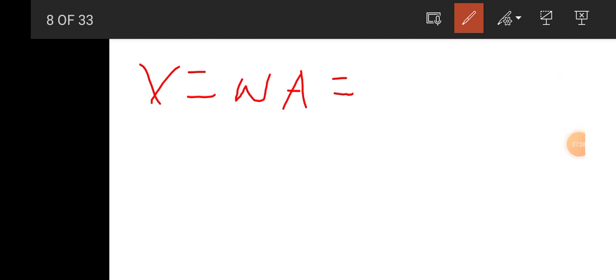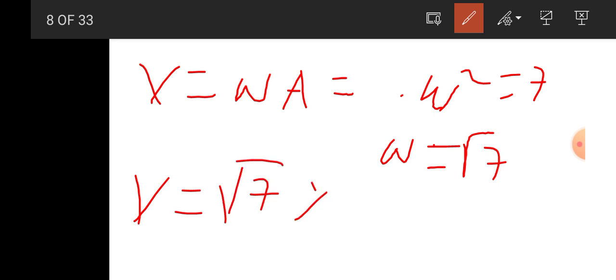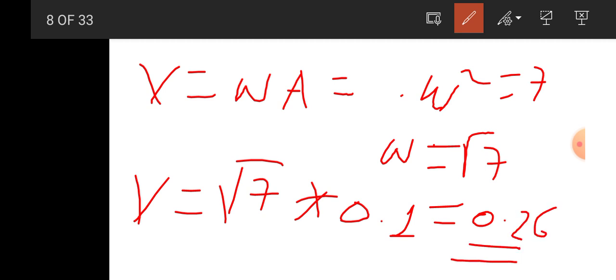So here, since we found omega square earlier, omega square is equal to 7, so omega is equal to square root of 7. Therefore v is equal to square root of 7 times 0.1, that is the amplitude. This is equal to 0.26. This is the maximum velocity.